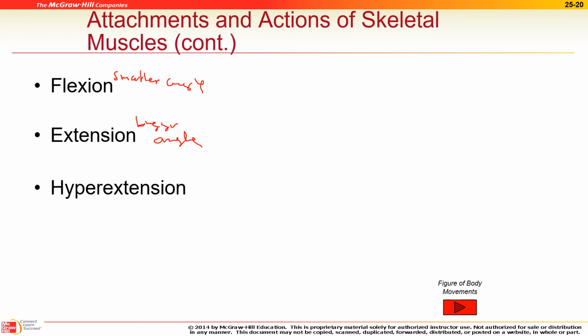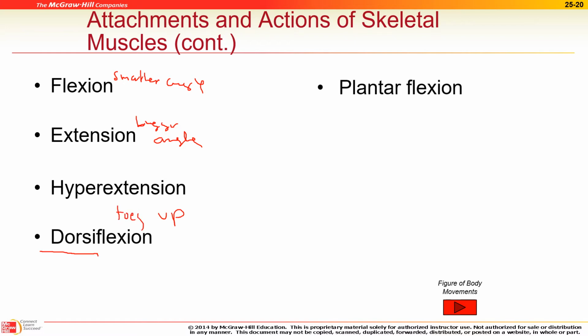Hyperextension, that's when you go beyond. A lot of damage happens to the knee when you get hit in the front. That causes hyperextension of the knee. Dorsiflexion, this is for your toes. Dorsal is to point your toes up. Plantar, the bottom of your feet is the plantar. So this is to point your toes down.